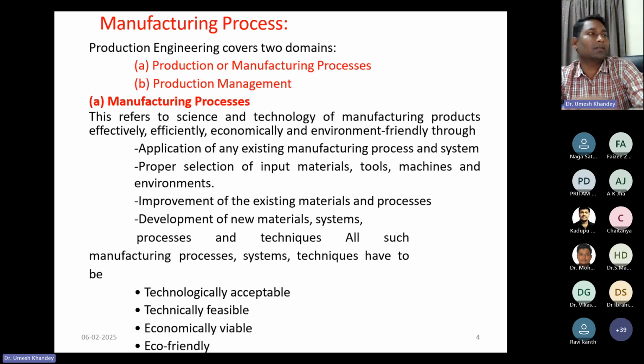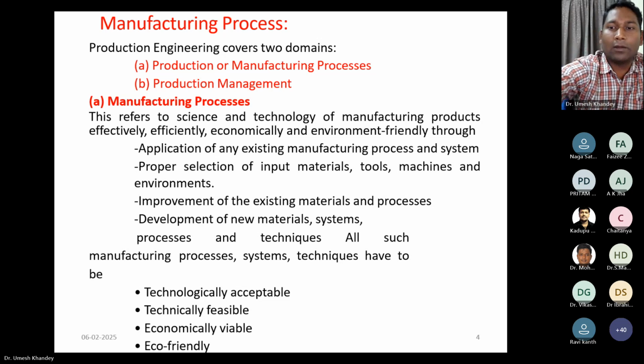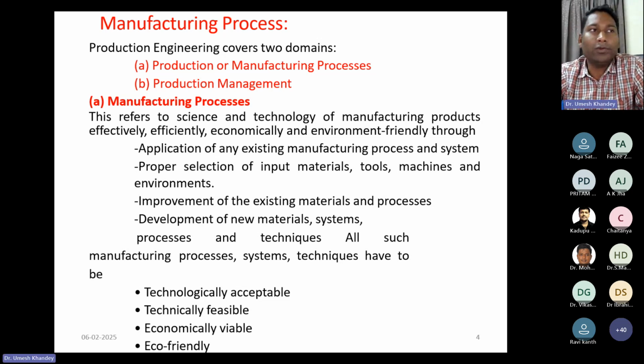So here we are concerned with the manufacturing process. Manufacturing process refers to the science and technology of manufacturing products effectively, efficiently, economically, and environment friendly. What are the means by which you can achieve this? The first point you always have to keep in mind is the application of existing manufacturing processes and systems. Whatever system you have, and whatever process you want to involve during production and manufacturing, you have to use first.